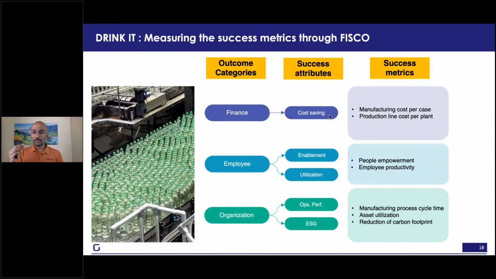So cost saving, the most important metric here was the bottling cost, the cost per case or cost per bottle, and the production line cost per plant. And then other costs, they were measuring people empowerment and employee productivity. And carbon footprint was one important thing in terms of their responsible use and for the environment. So they identified these success metrics. While there can be many measures you're going to be tracking throughout the project, you need to have these strategic success metrics, which you agree with your stakeholders that this is what your project is going to be measured upon.